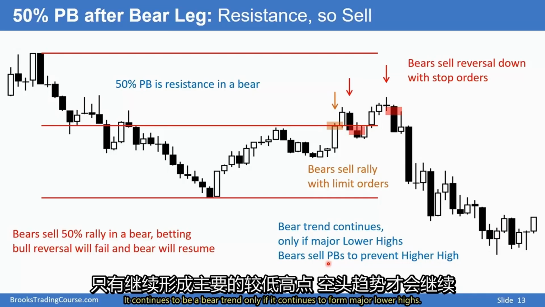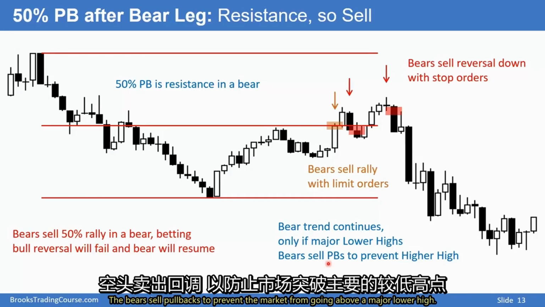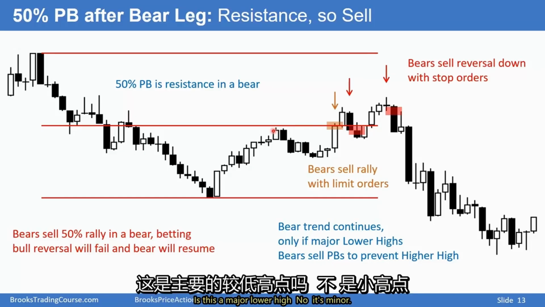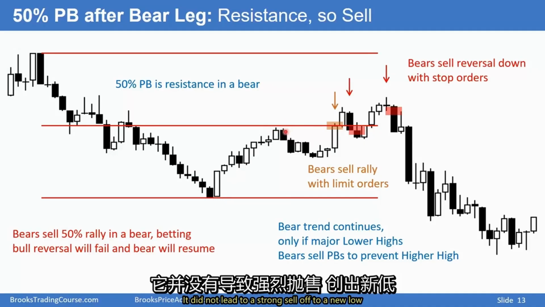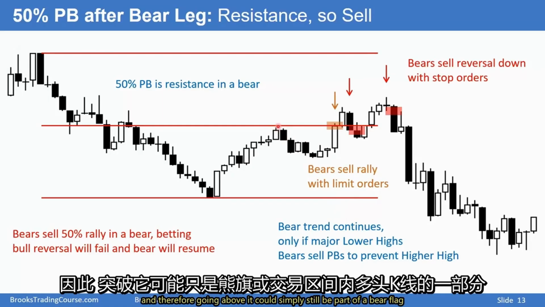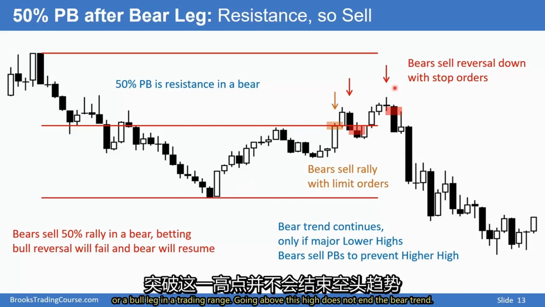It continues to be a bear trend only if it continues to form major lower highs. The bears sell pullbacks to prevent the market from going above a major lower high. Is this a major lower high? No, it's minor. It did not lead to a strong sell-off to a new low, and therefore going above it could simply still be part of a bear flag, or a bull leg in a trading range. Going above this high does not end the bear trend.